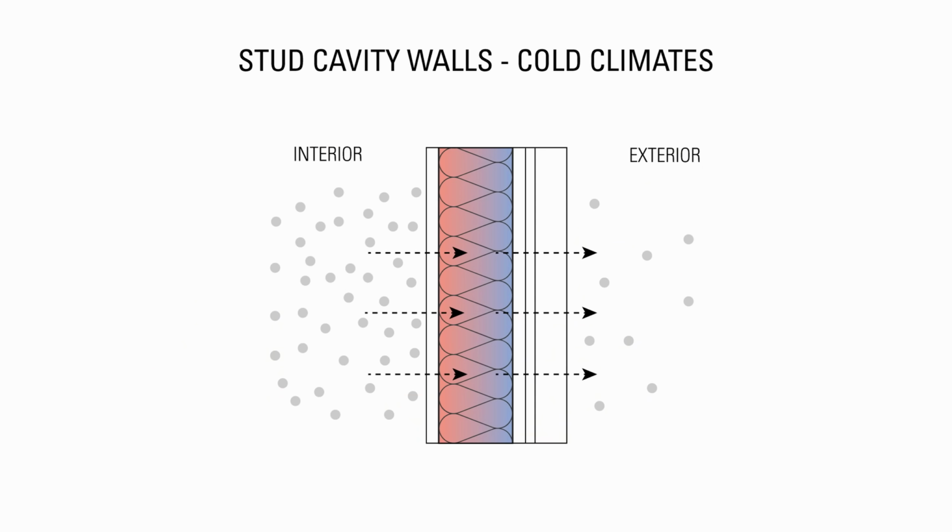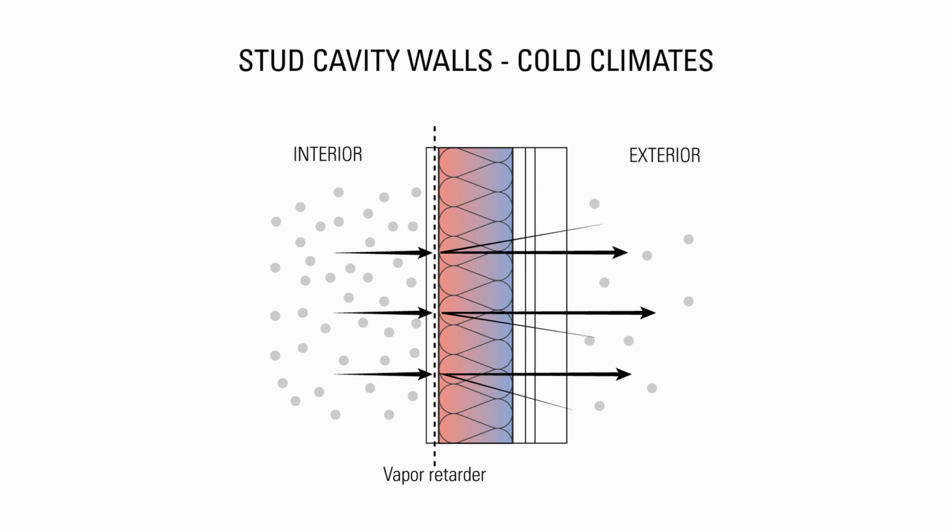In cold climates, water vapor will travel from the inside out. A vapor retarder must be used on the interior side to limit the movement of water vapor through the wall assembly. Any water vapor on the outside can still dry out provided your cladding is properly vented.